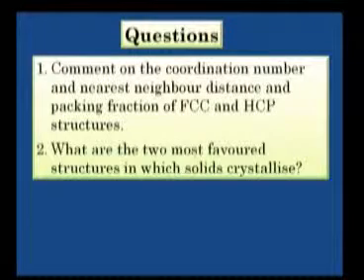We will pass on to the question session. We have the following questions for you. Number 1, comment on the coordination number, nearest neighbor distance and the packing fraction of FCC and HCP structures. What are the two most favored structures in which solids crystallize?